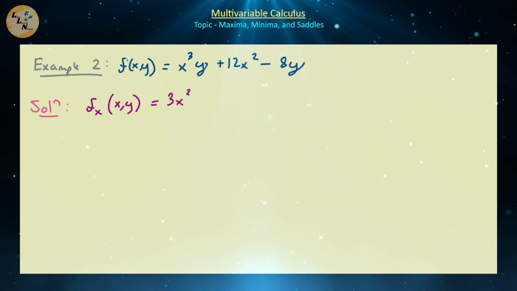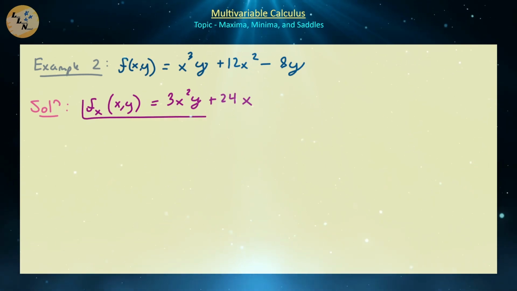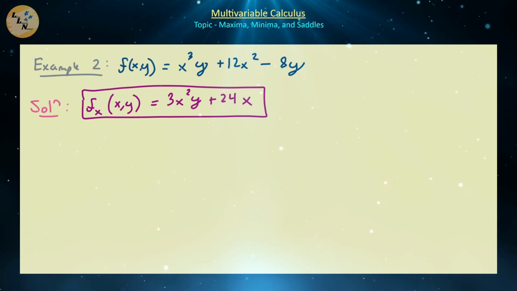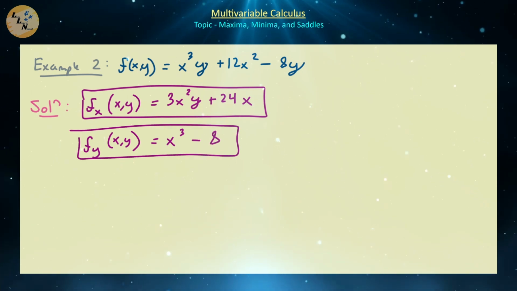So that's going to be 3x squared y plus 24x. Right? And keep in mind, we're going to be setting this equal to 0 eventually, so keep this in mind. So that's the first equation that we need. The second equation that we need to find all our critical points is the partial derivative with respect to y. So that's going to be equal to x cubed minus 8. So that's the second equation.